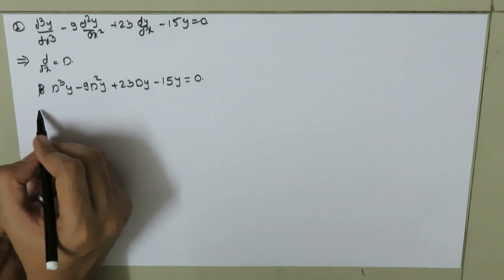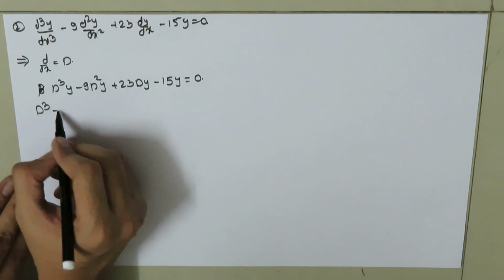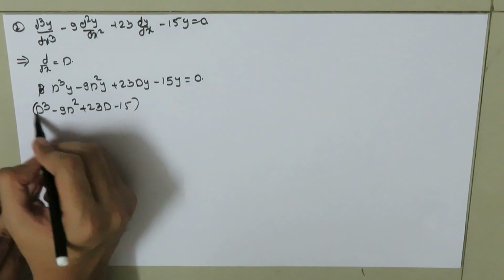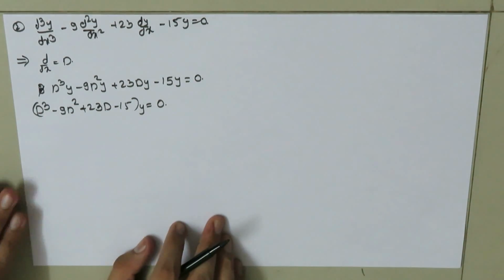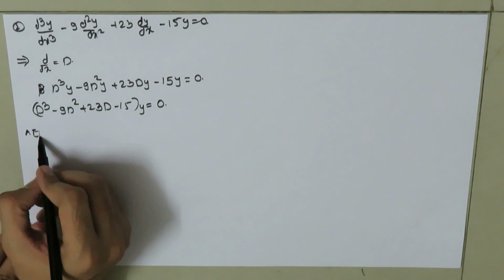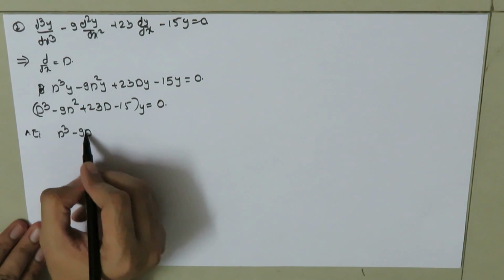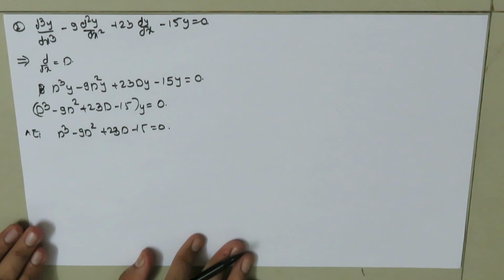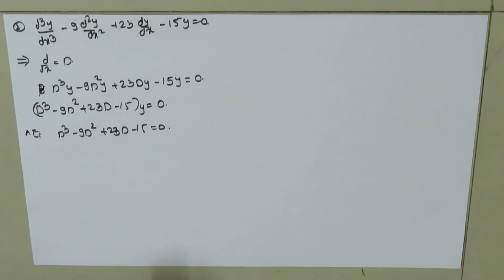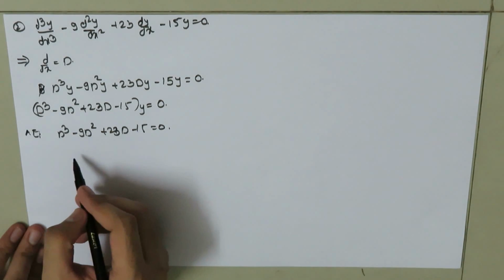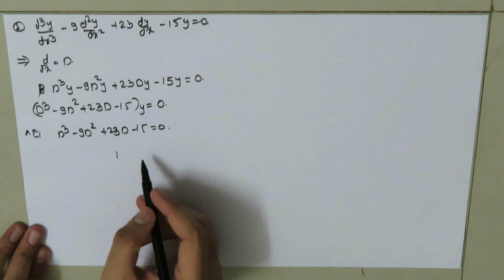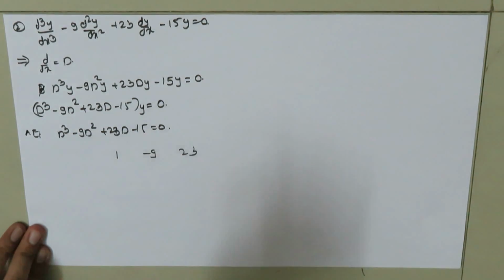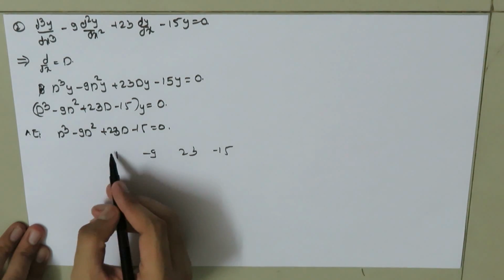Now we are going to take y common from this equation. So D cube minus 9 times D square plus 23 times D minus 15 times y is equal to 0. Now our auxiliary equation will be D cube minus 9D square plus 23D minus 15 is equal to 0. Now we are going to find the roots of this equation. Here we have the simple technique to find the roots. So the coefficient of D cube is 1, coefficient of D square is negative 9, coefficient of D is 23, and the constant is negative 15.